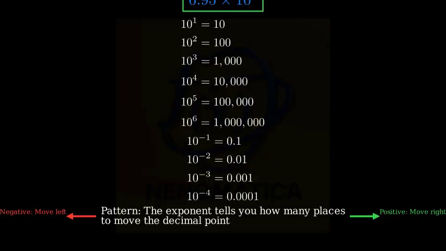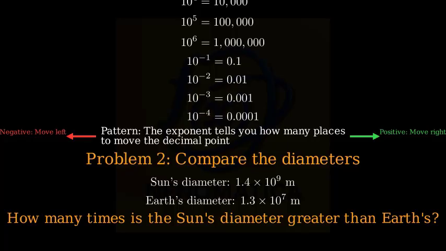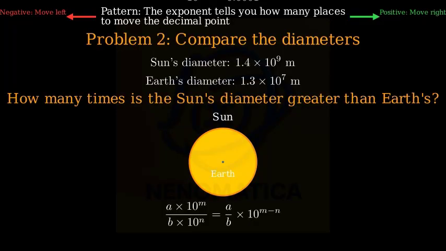Now let's move on to our second example. The diameter of the sun is about 1.4 times 10 to the 9th meters, while the diameter of the Earth is about 1.3 times 10 to the 7th meters. How many times is the sun's diameter greater than Earth's diameter? To solve this, we need to divide the sun's diameter by the Earth's diameter.